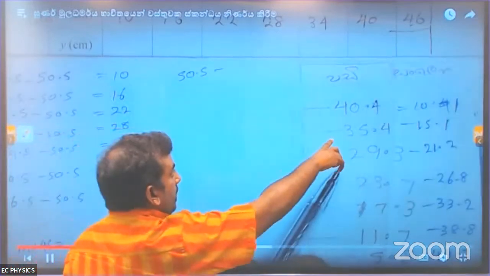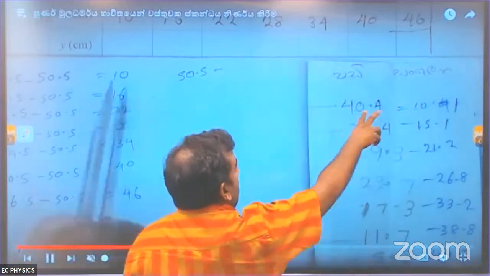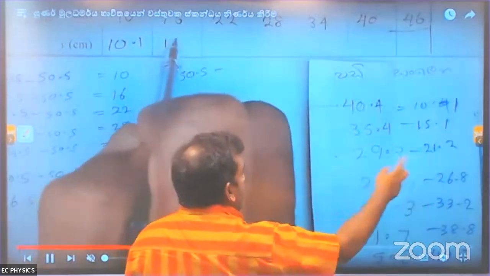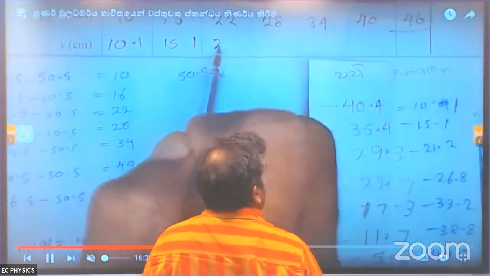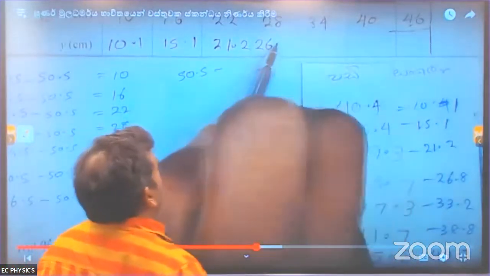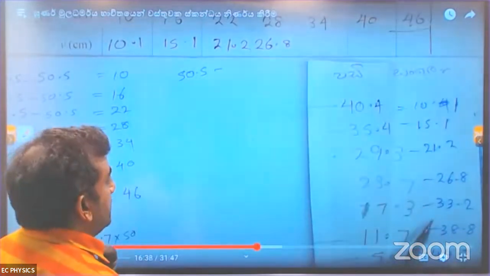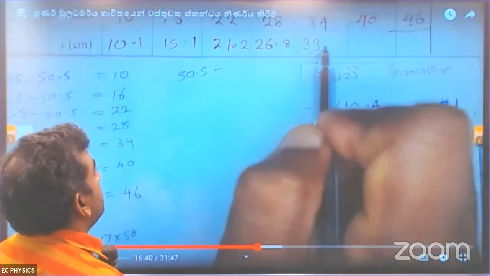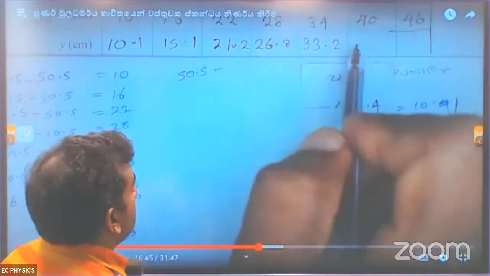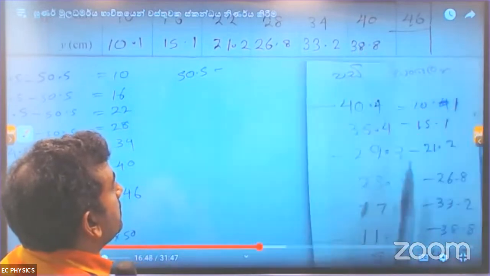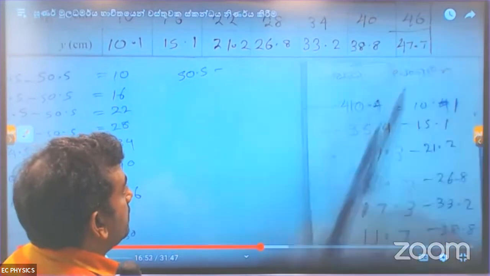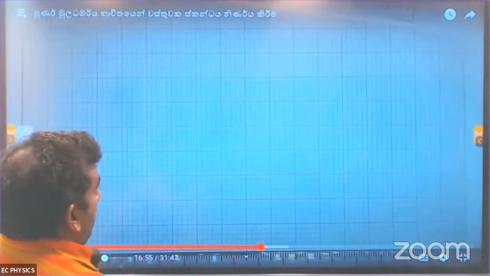And this is where your weights were. 50.5 minus 40.4, you get the readings. 50.5 minus 35.4, get the reading. Like that, you get the balance length. Subtract and get. 50.5 minus this. Now you plot the graph.